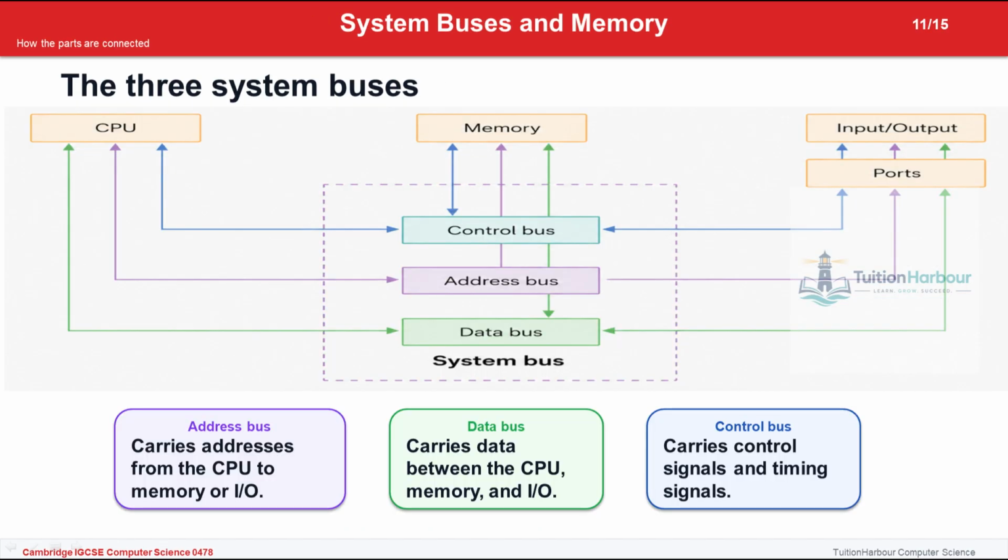System buses and memory. The system bus connects the CPU, memory, and input or output devices. The address bus carries the location of data. The data bus carries the actual data. The control bus carries signals that control reading, writing, and timing.